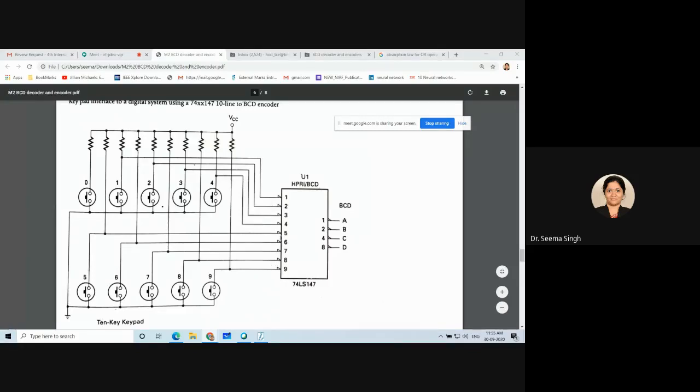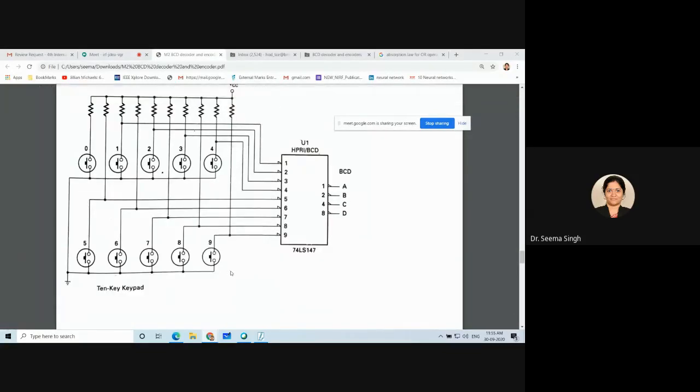And if all are 1s in that case, means what? It is not selecting anything, so you will get no encoding selection at the output. Now suppose I press this 9, what will happen? 9 will be enabled, ma'am. 9 will be enabled means what will be the voltage at 9? It will be 0. Correct.